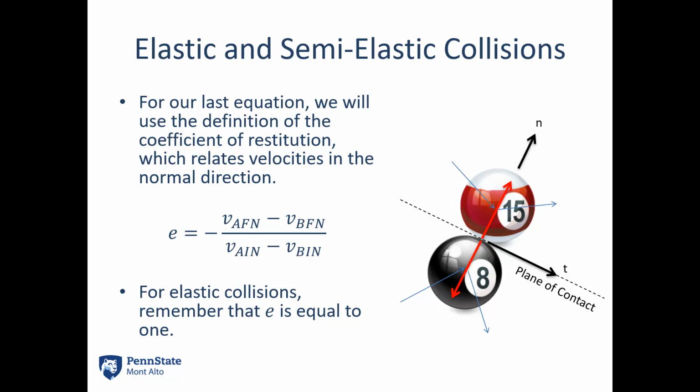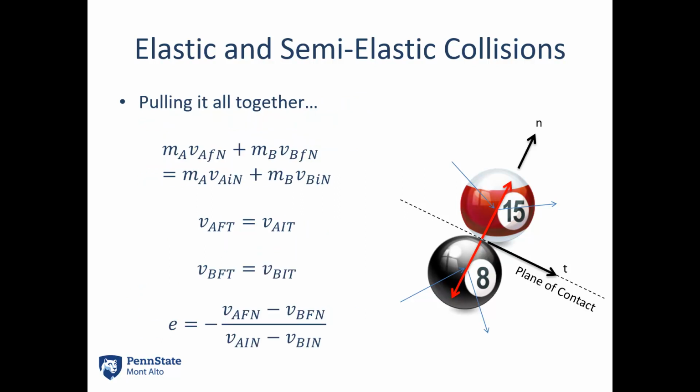All right, so with that, we pull it all together. We've got 4 equations. We can solve for up to 4 unknowns. Usually, it's going to be the 4 final velocities. So particle A, normal, particle A, tangential, particle B, tangential, particle B, normal. So we've got all these variables, we put them all together, we do a lot of algebra and solve for the results.